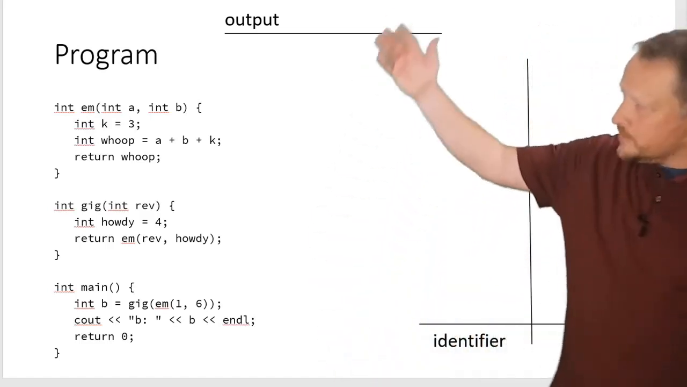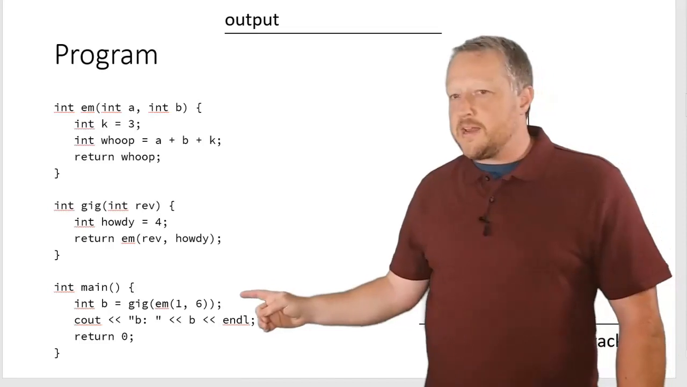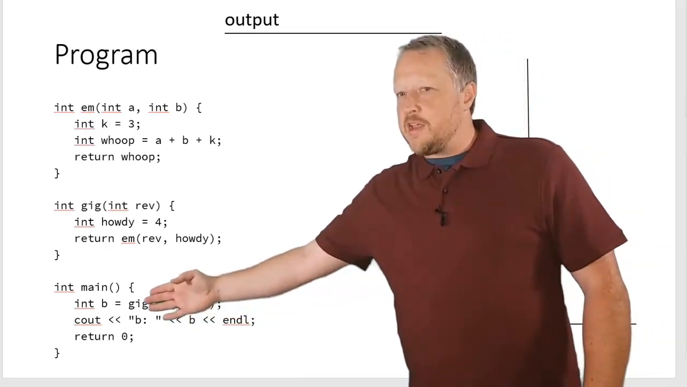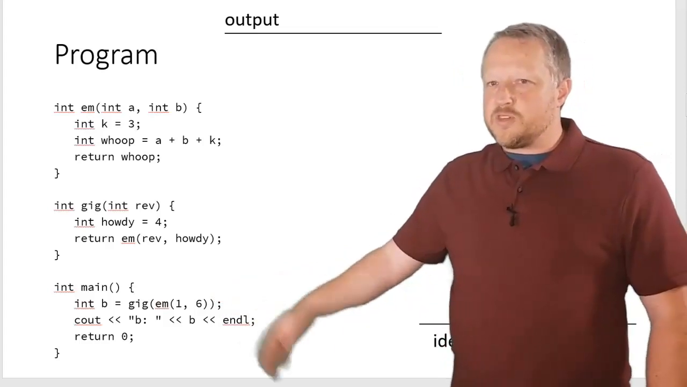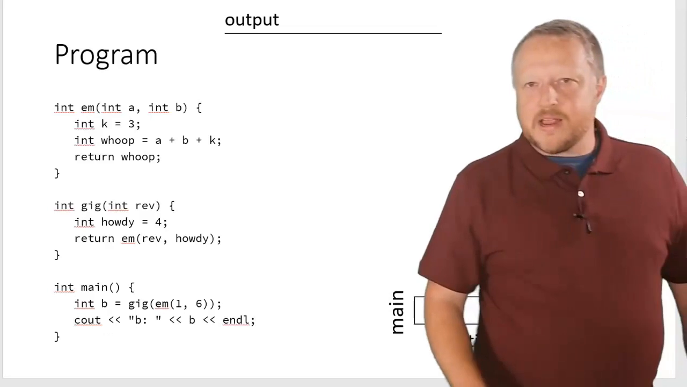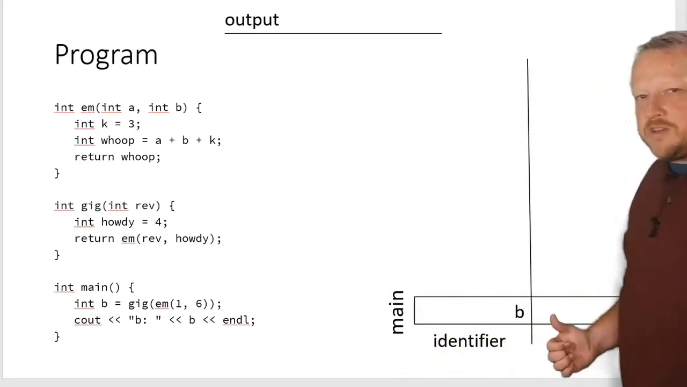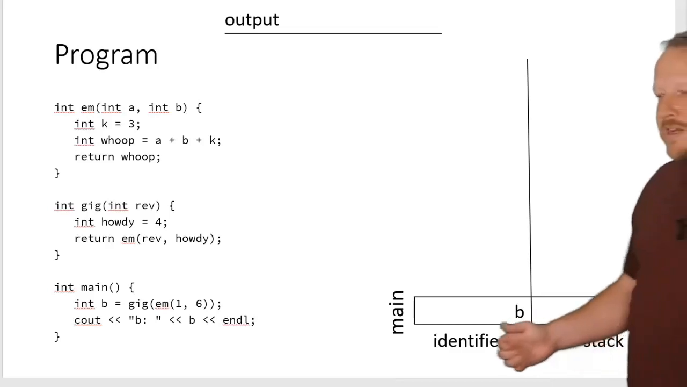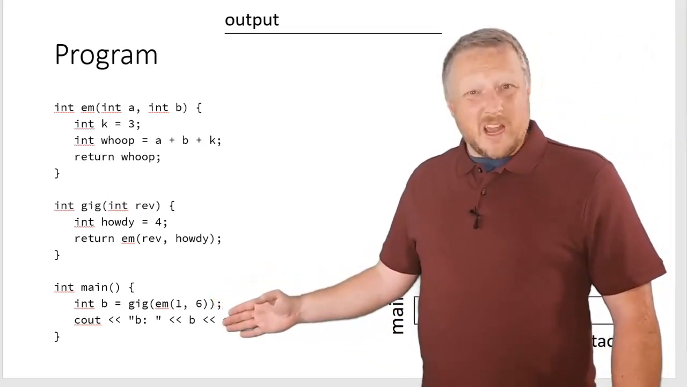As you can tell from the overall structure right here, we're going to start off with main, but notice main has already got a value of int b equals gig(m(1, 6)). So we've got a lot that's going to be happening in main. Here's main, here's the variable b, and we don't know what b is going to be yet, because remember, with an equal sign, you do the right hand side first.